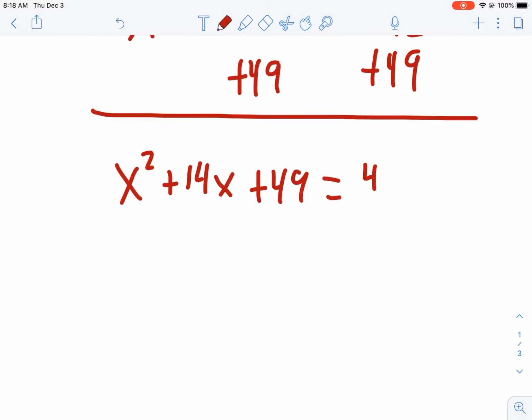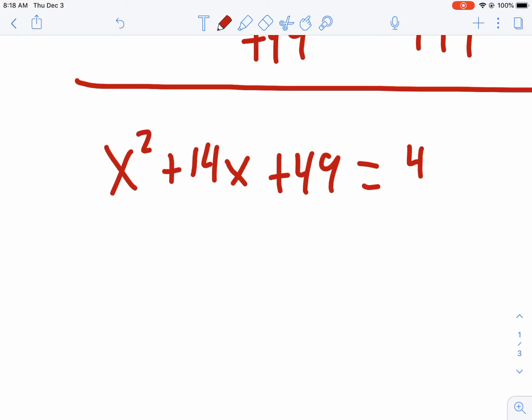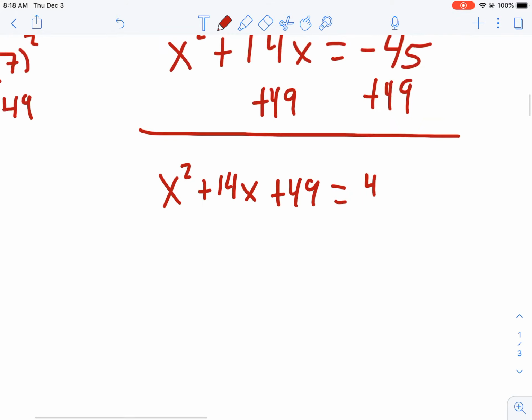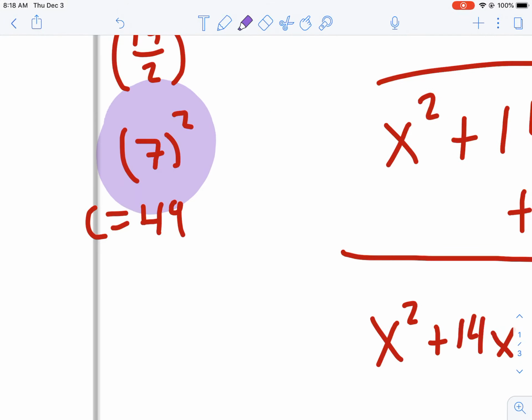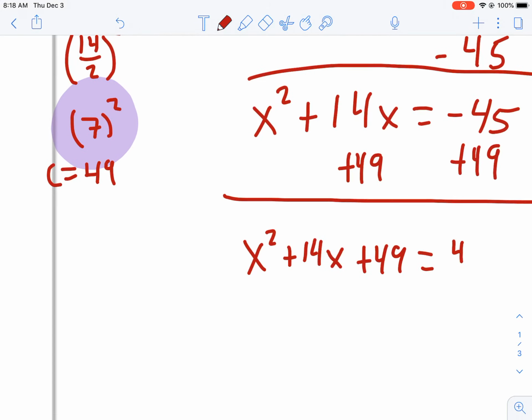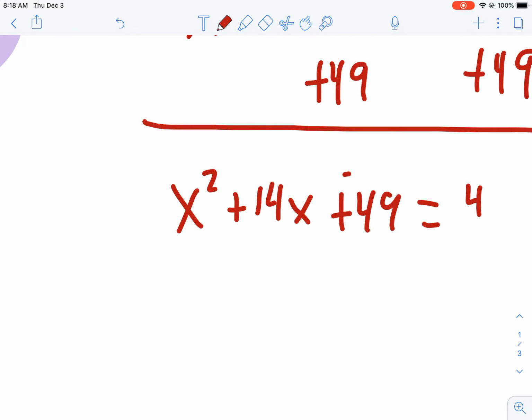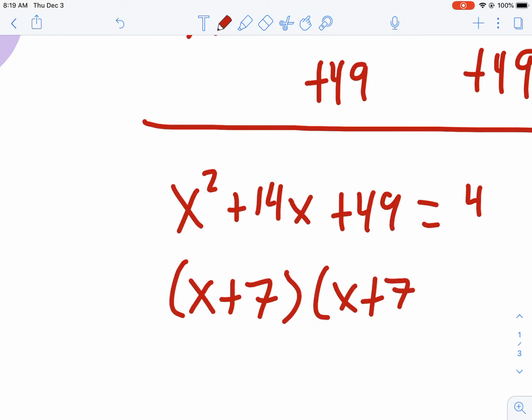And now that we've created this special quadratic, we can factor it. So what multiplies to make 49 and adds to make 14? Well, it's always going to be this number right here, 7, because that's the number that is being squared to make this, and it's adding to make this. So it's x plus 7 times x plus 7, but we want to specifically write it as x plus 7 squared.